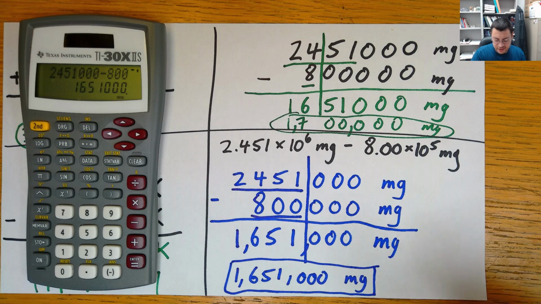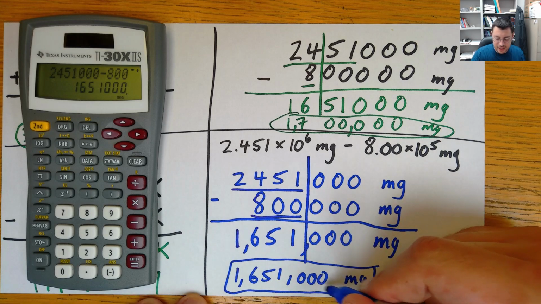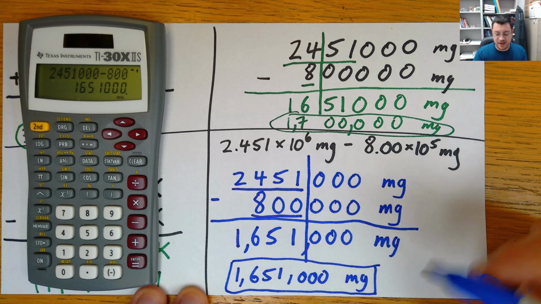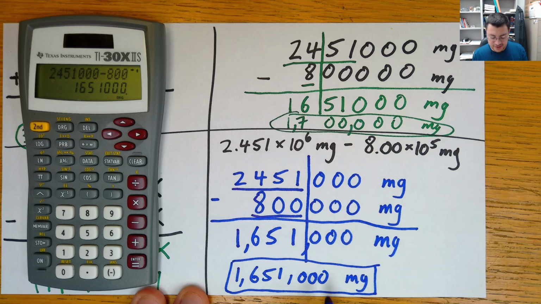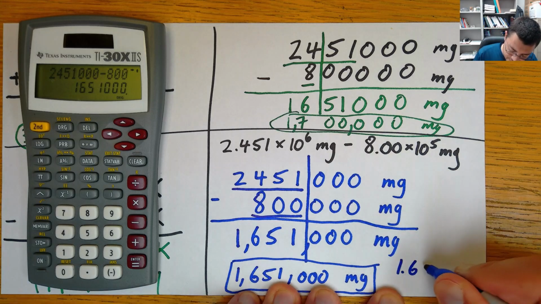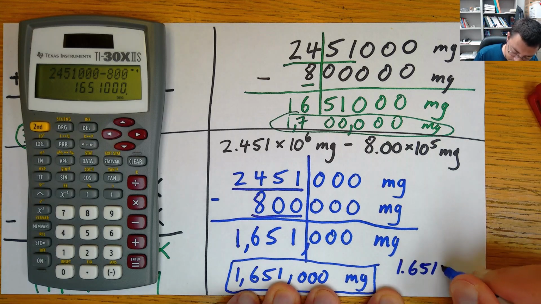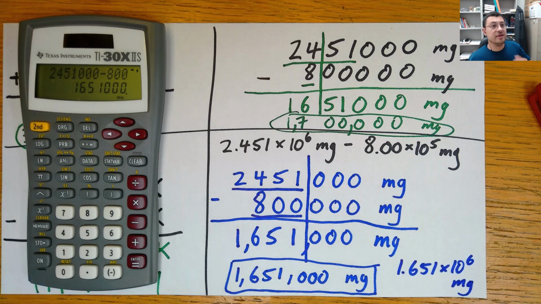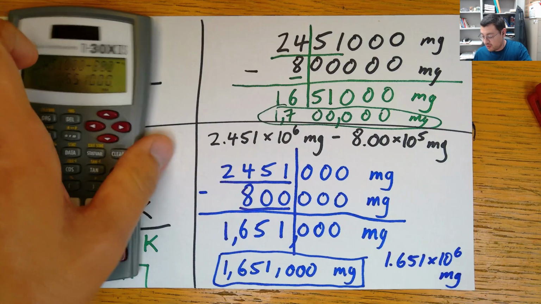So that's the answer. Don't put a period there because that would imply that you suddenly had precision there, and we never did. So that's just a way you would write that. Or you could just keep things in scientific notation depending on what you need to do. All right, cool. That was addition and subtraction. Let's move on to multiplication and division.